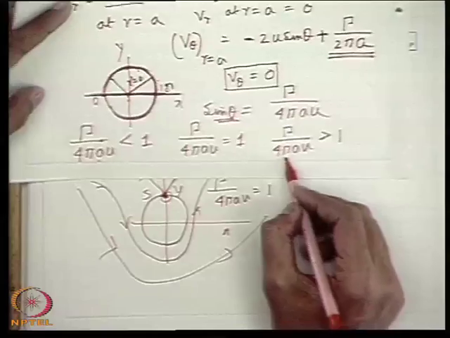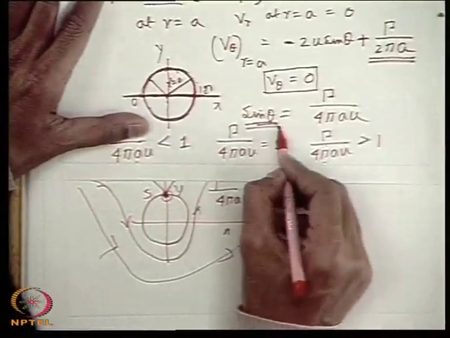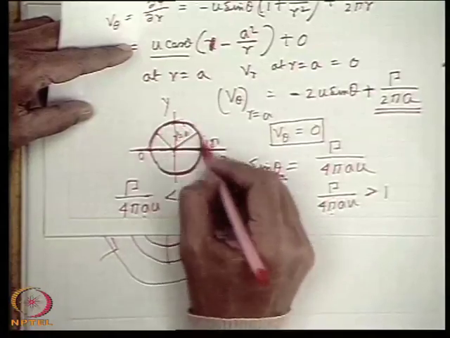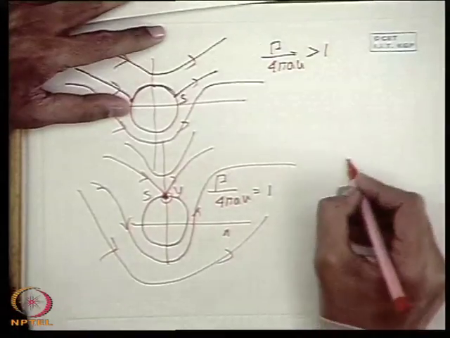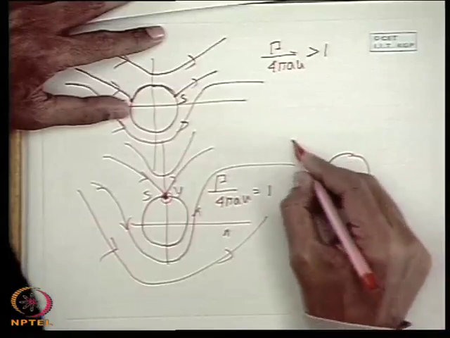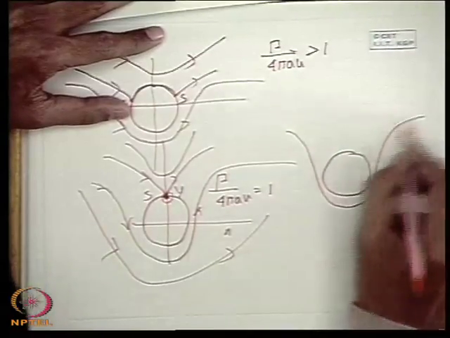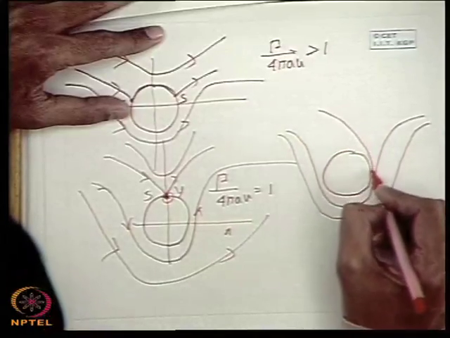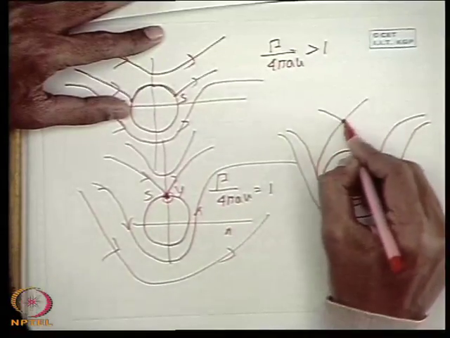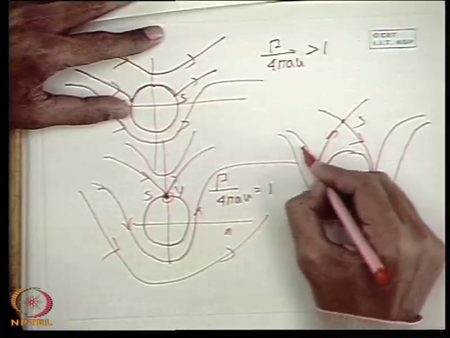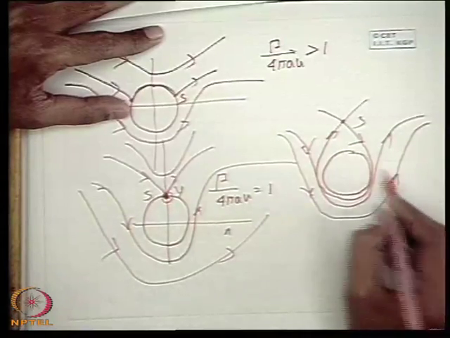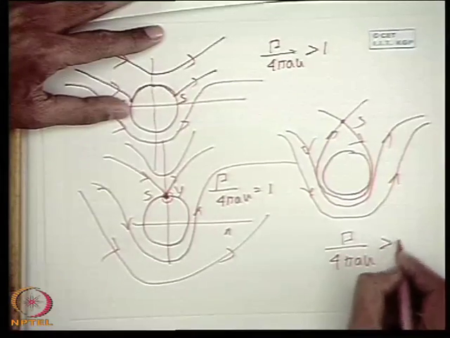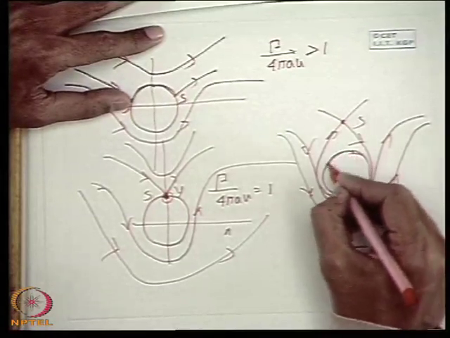But gamma by 4 pi a u greater than 1 gives an impossible case for sin theta, which means physically that the stagnation point never occurs on the cylindrical surface. That means in that case there is no stagnation point on the cylinder surface. The flow velocity is like this, and this is the stagnation point. In that case, this will be the streamline pattern. So this is the case when it is greater than 1. Stagnation point will not occur on the cylindrical surface.